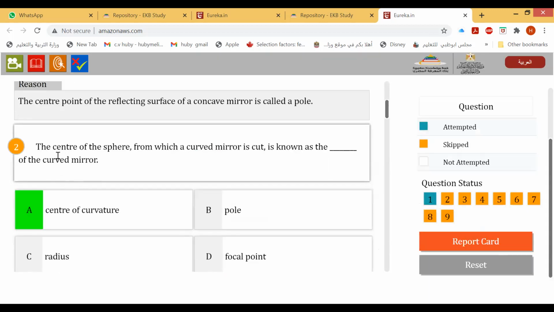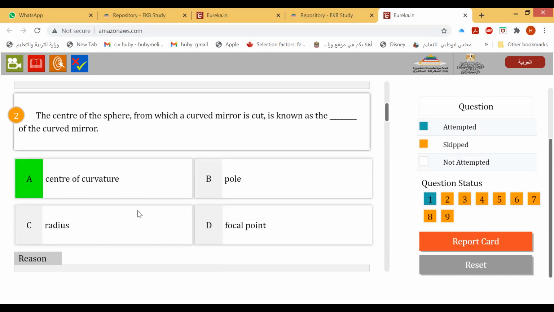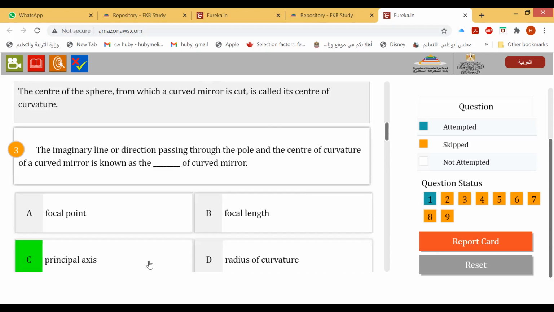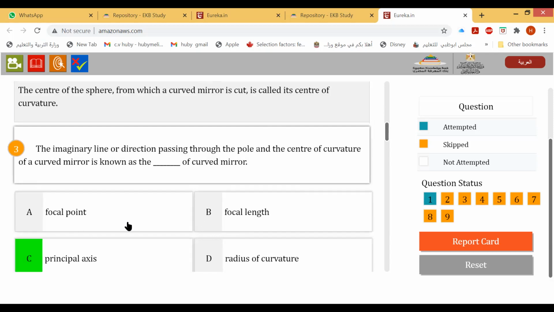The center of the sphere from which a curved mirror is cut is known as what of the curved mirror? Center of curvature. The center of the sphere, center of curvature. The imaginary line or direction passing through the pole and the center of curvature of a curved mirror is known as what of the curved mirror? Focal length, focal point, radius, principal axis.